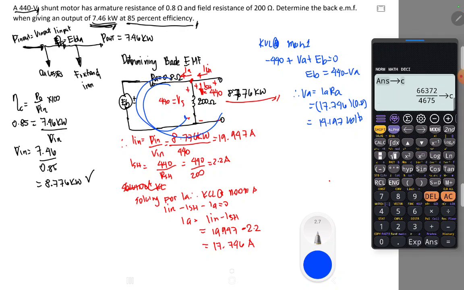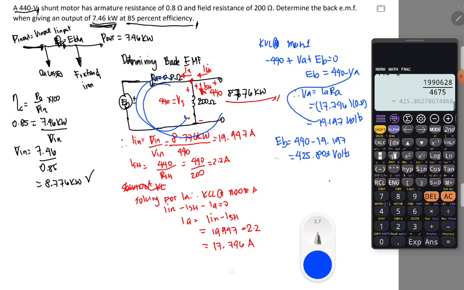So therefore by substituting it to our equation here, our EB will be equal to 440 minus 14.197. So we'll have 440 minus alpha C. So therefore we'll have a value equal to 425.80278, or 425.803 volts. That would be your EB. Okay.